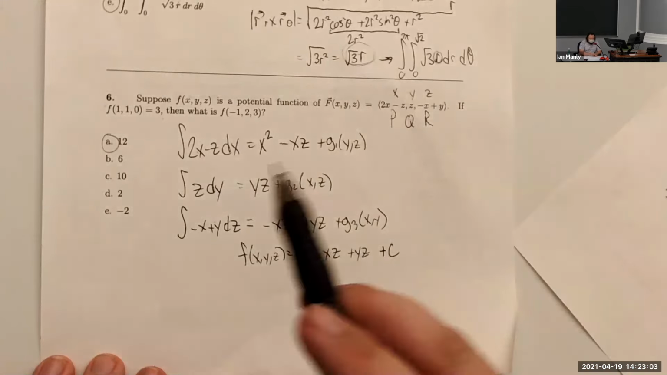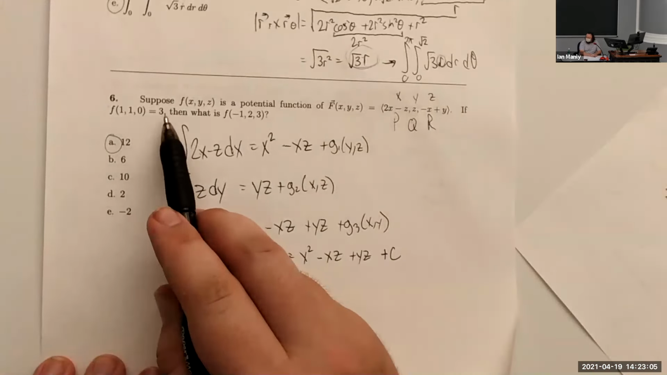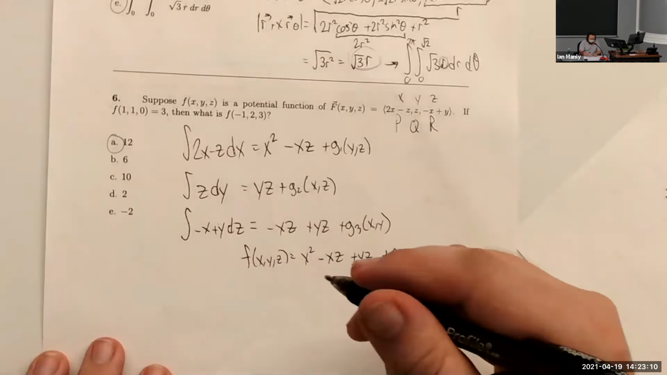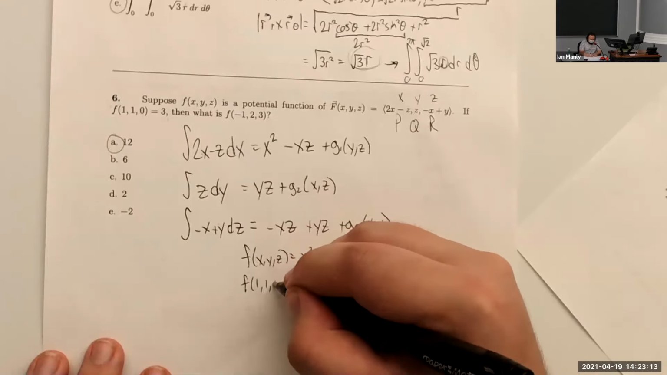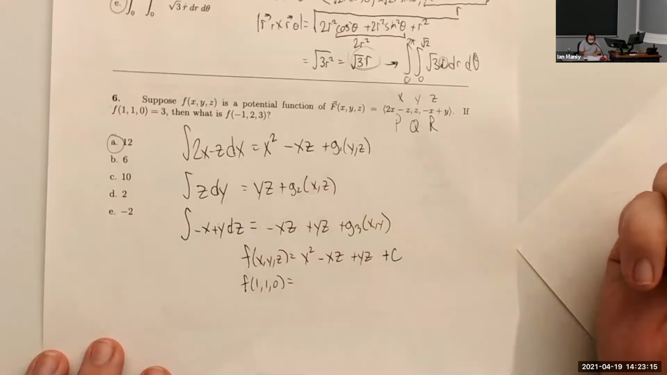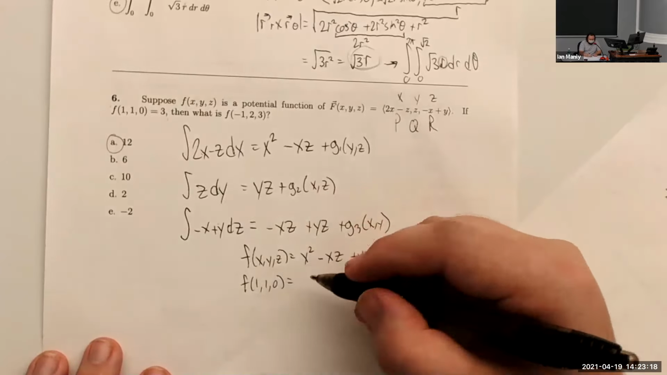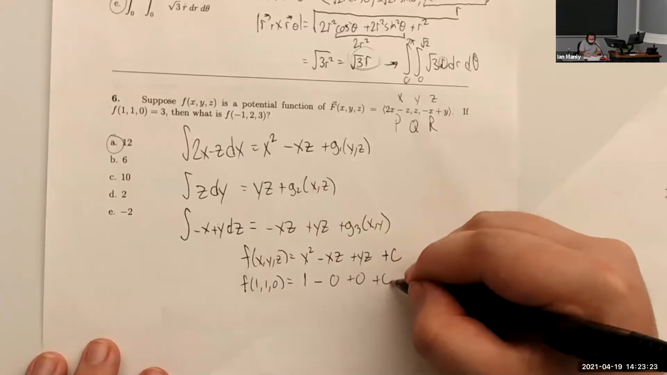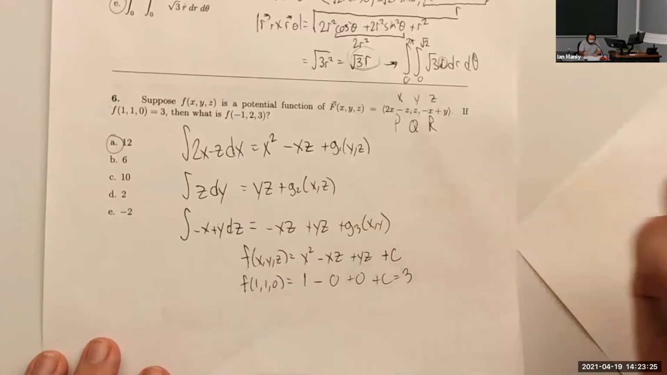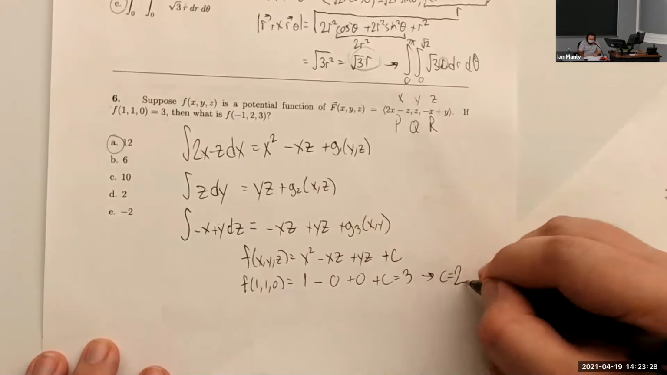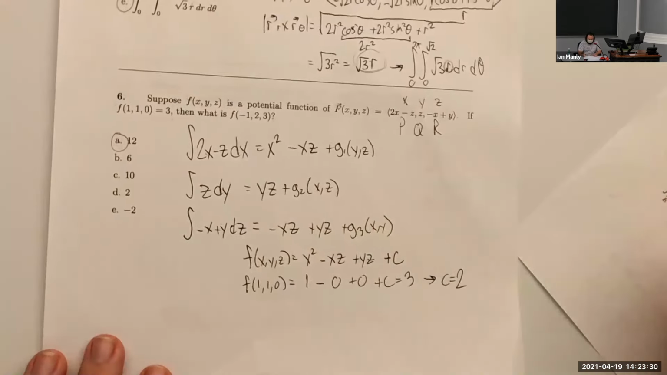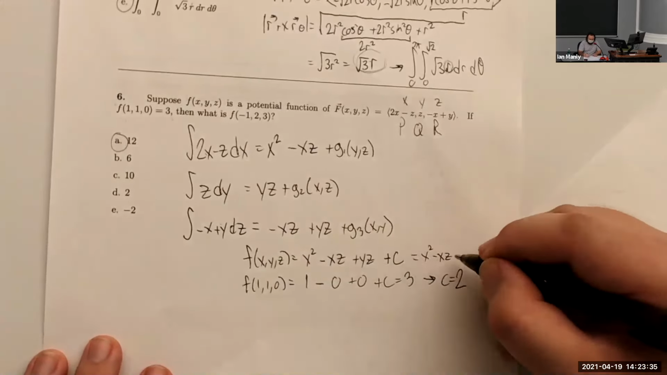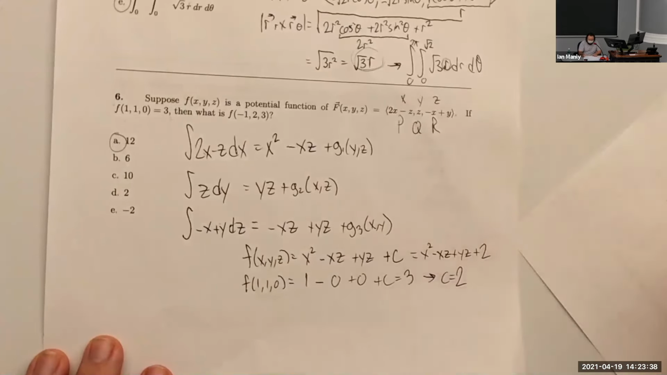You can almost imagine this plus c is kind of coming from all of these integrals right here. Now, since we know that f of 1, 1, 0 is 3, we can actually compute what this plus c is. So f of 1, 1, 0. All right, let's see. So that is 1 minus 0 plus 0 plus c is 3. Well then naturally that means that c's got to be 2. So now we have our specific potential function. This is x squared minus xz plus yz plus 2.